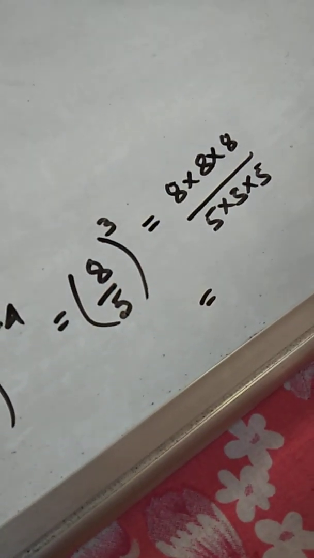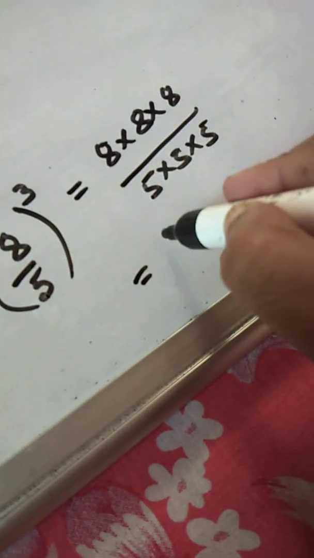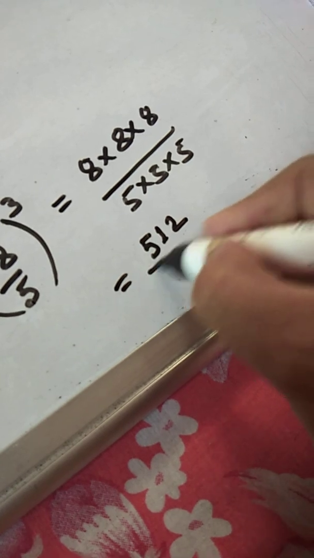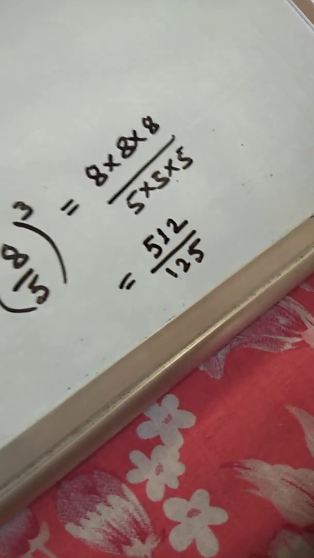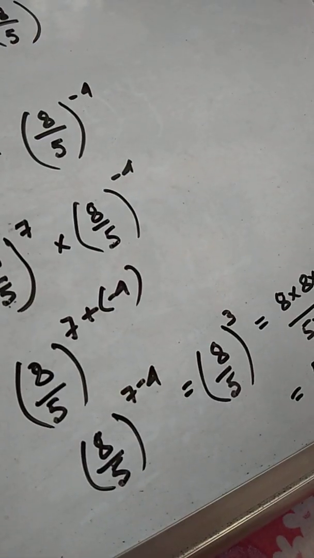Okay, so now what is 8 into 8 into 8? It would be 512, and 5 into 5 into 5 would be 125. Okay, so this is your final answer.